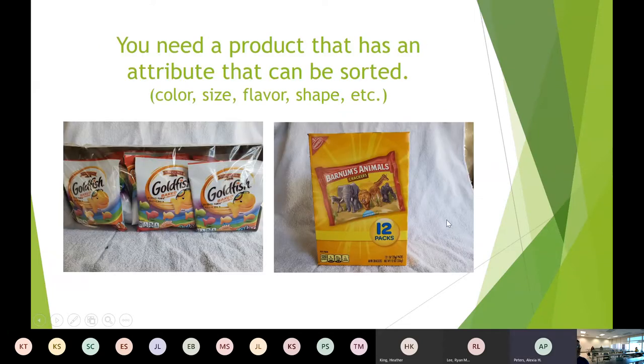Here are some examples. Colored goldfish, animal crackers, and they don't have to be very big. So you can buy a family pack and get 9 or 12 packs, just stick with one product.